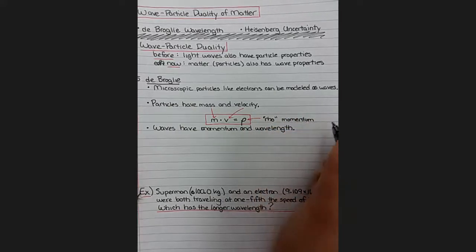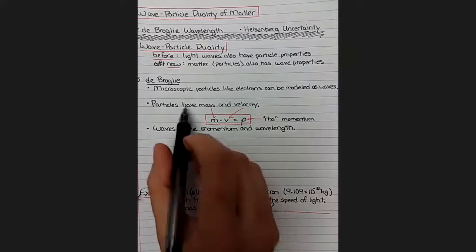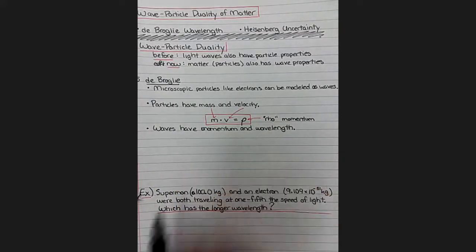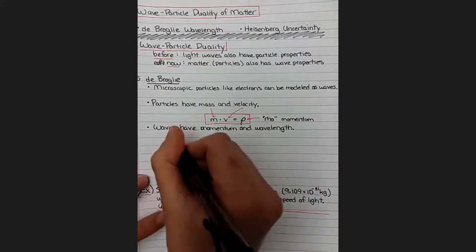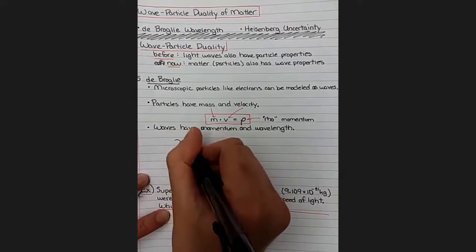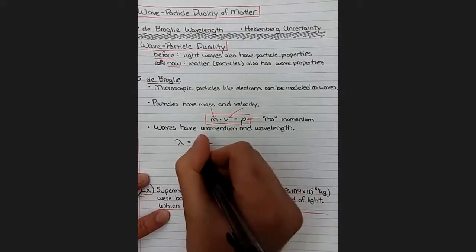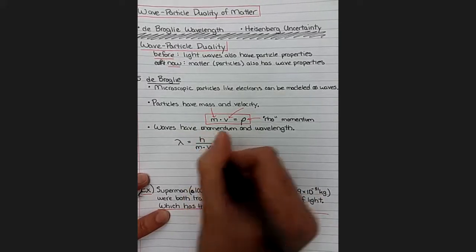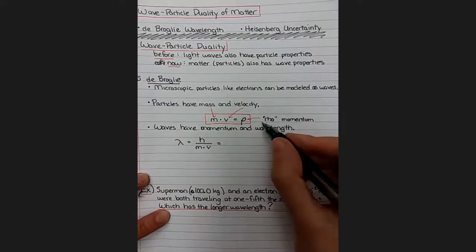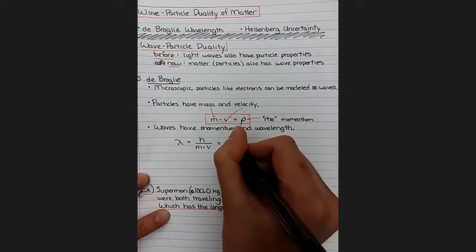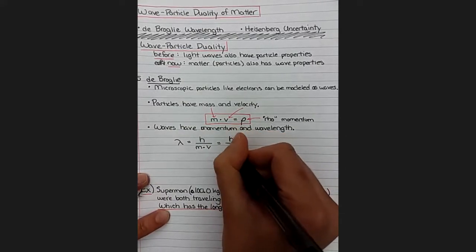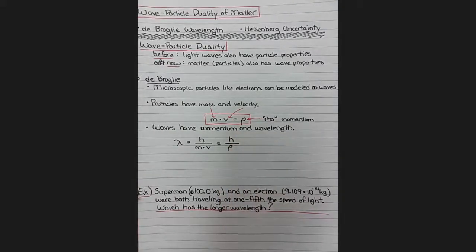So to model matter as a wave, he related these particle properties and these wave properties together using this formula. Wavelength equals Planck's constant, h, over mass times velocity. Or if we substitute in this rho, wavelength equals Planck's constant over momentum.